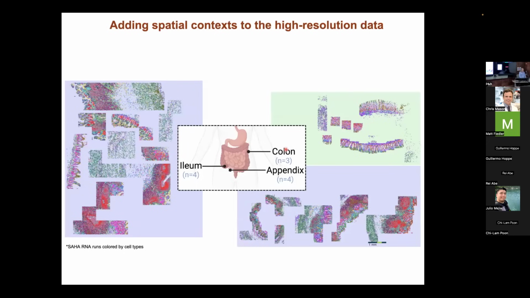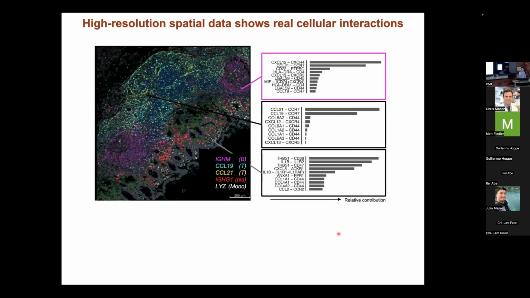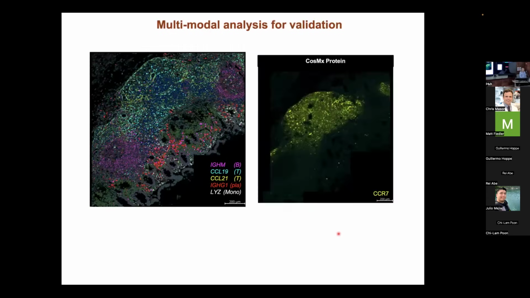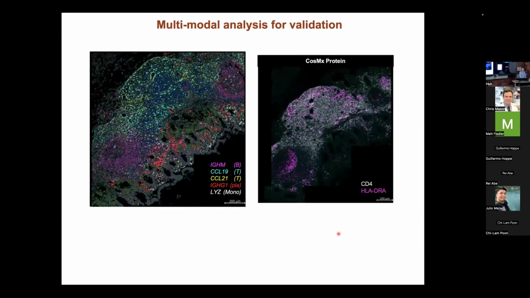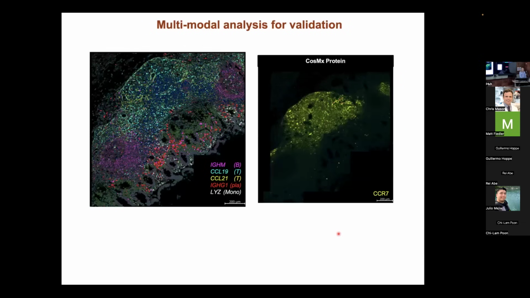And if you just look at 3 different tissues here, you can see what that looks like for the ileum, colon, and appendix. And this can actually show you some real cell-cell interactions. This can look at the protein level. You see that this is looking at different receptors. You can then use the RNA to look at the different signaling.